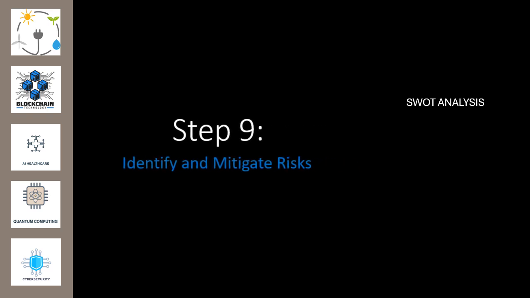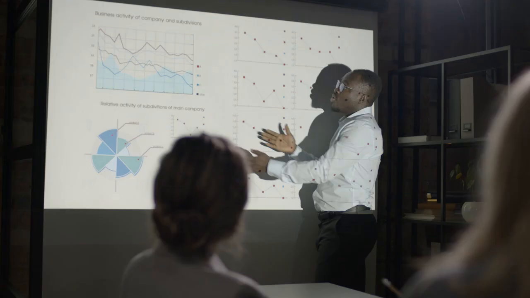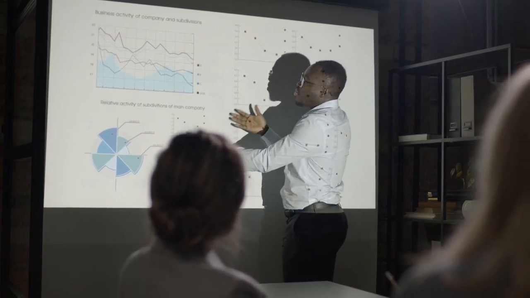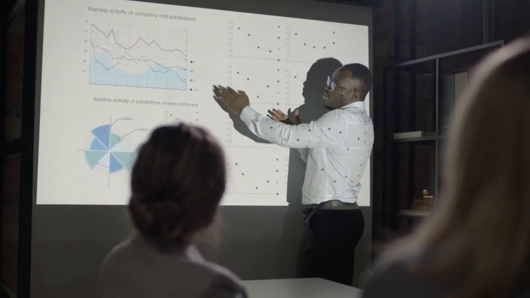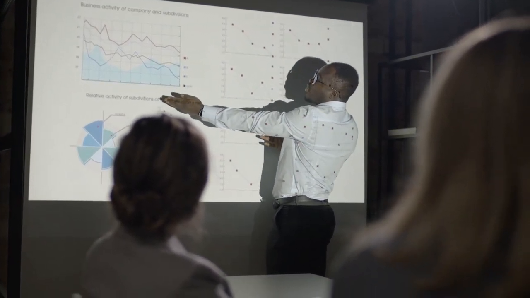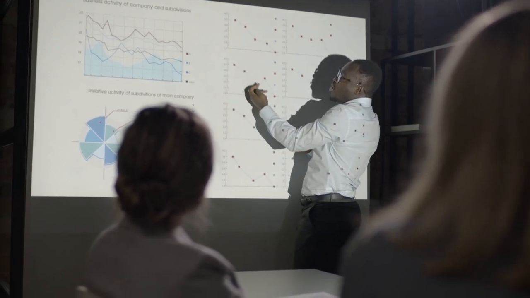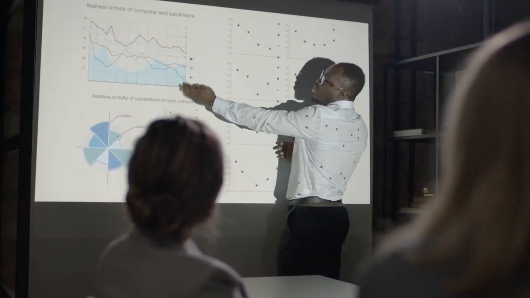Every emerging industry comes with risks. Conduct a thorough SWOT analysis and identify industry-specific risks, such as regulatory hurdles or technological disruptions. Prepare contingency plans for key risks and map out competitor responses to your market entry.